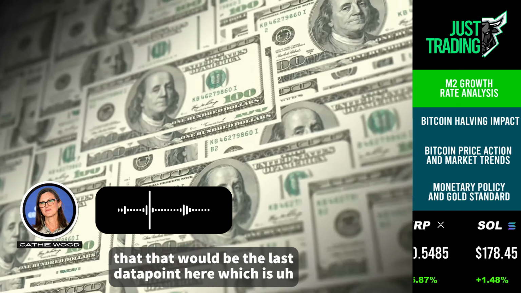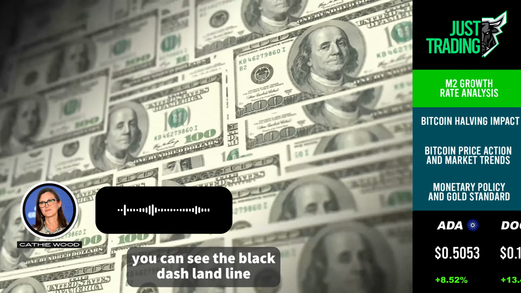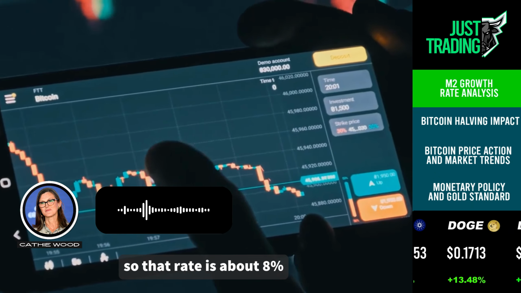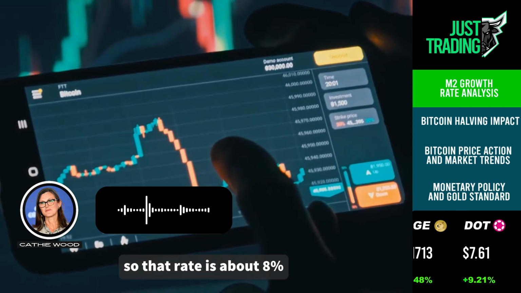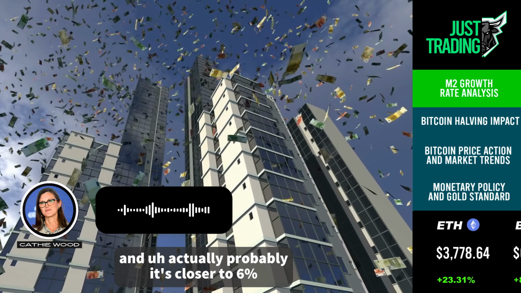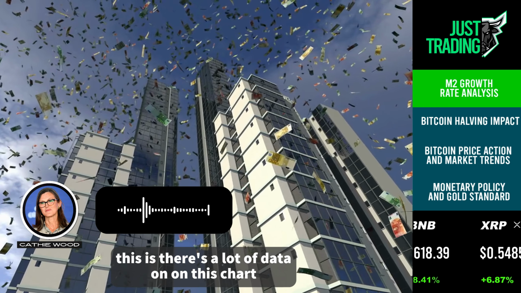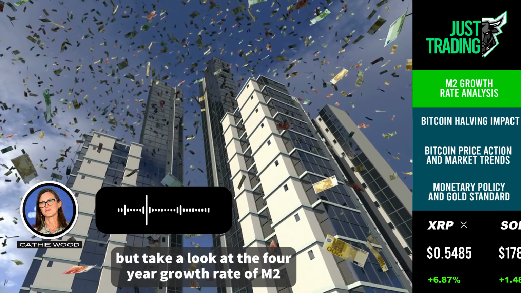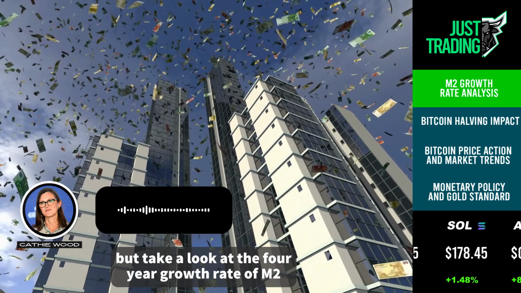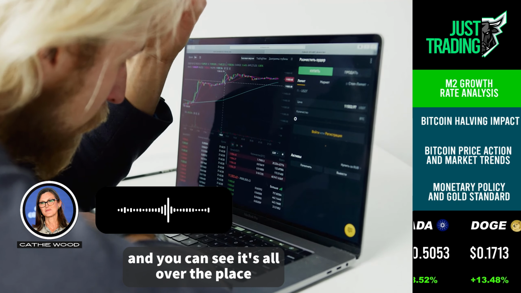That would be the last data point here, which is you can see the black dash line. So that rate is about 8%. And actually, probably it's closer to 6%. There's a lot of data on this chart. But take a look at the 4-year growth rate of M2. And you can see it's all over the place.